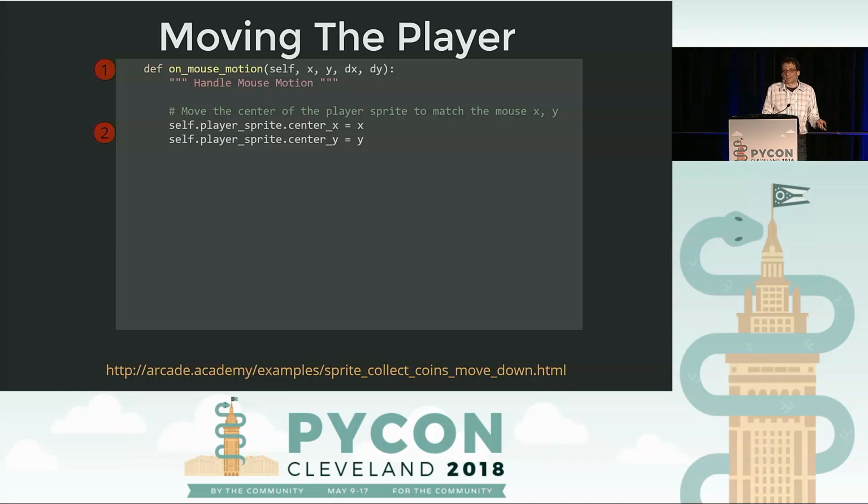Okay, the simplest part is moving the player. If you remember, there's an on-mouse motion function in the window class. Just take the player sprite, set its center to where the mouse is, and you're done. That was easy.